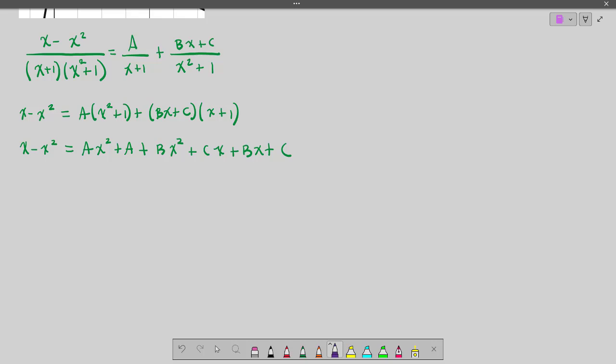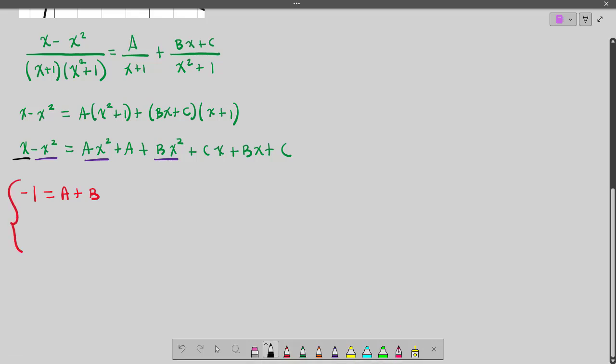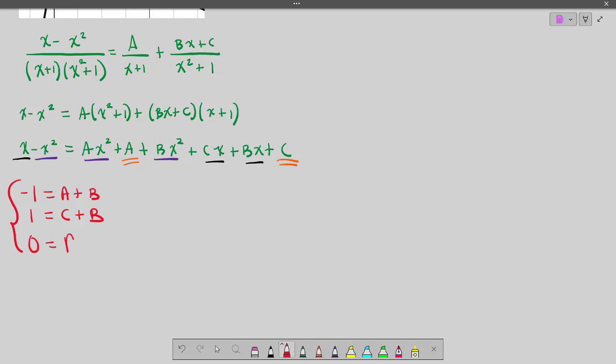And so I'm going to look across here, and I'm going to look at the quadratics first. So -1 on the left, a plus b on the right. And then we'll look at the x, so the linear. 1 on the left for the linear, c plus b on the right. And then constant. Constant of 0 on the left and a plus c on the right.